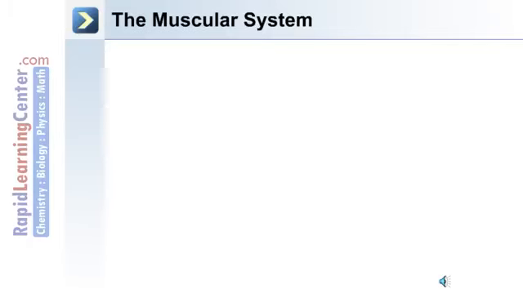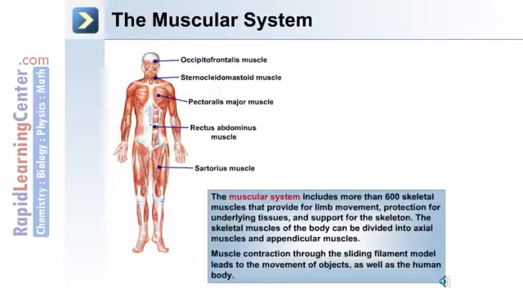The next organ system we'll discuss is the muscular system. There are over 600 skeletal muscles in our body, and they provide strength, protection for the underlying tissues, and support. Shown here in the diagram are some example muscles. From the head and neck, the occipital frontalis muscle and the sternocleidomastoid muscle. From the chest, the pectoralis major muscle. From the abdomen, the rectus abdominis muscle. And from the legs, the sartorius muscle.